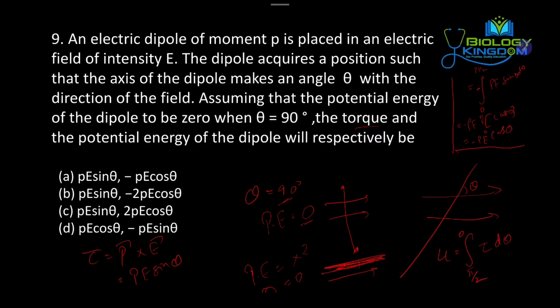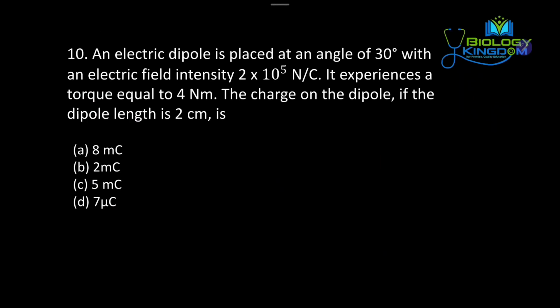It's cos theta, and here it is theta. So there will be some angle, it will be theta, so it's minus pE cos theta. So A will be the right answer. Okay, now we'll move further.